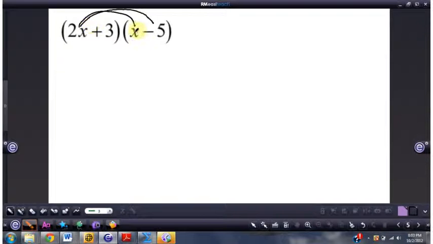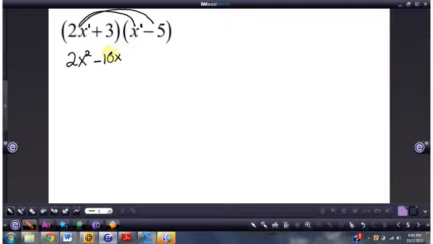2x times x. Now, remember, when you're multiplying variables, you're adding exponents. So put your imaginary ones in. 2 times 1 is 2. Now, your x times x, add exponents, x squared. So that's 2x squared. Now we're going to go out to the 5. 2x times negative 5 is negative 10x.